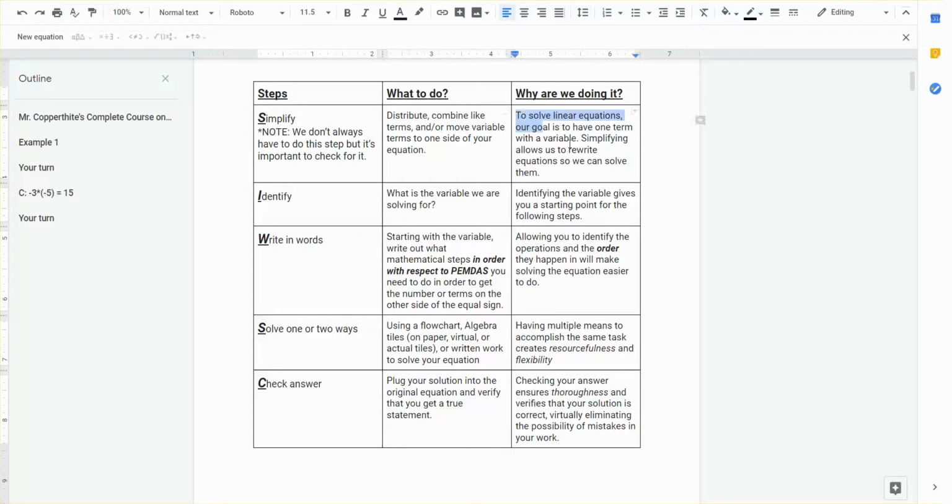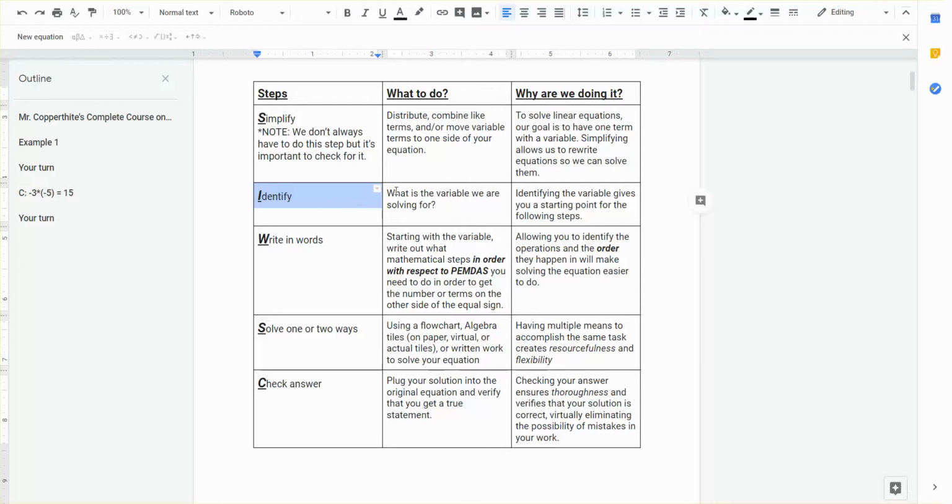To solve linear equations, our goal is to have one term with a variable. Simplifying allows us to rewrite equations so that we can solve them. Obviously, with multiple terms having the same variable, it's impossible to isolate it unless you find a way to combine those. So simplifying is a necessary step, not always for every single linear equation, but something that you should always look for.